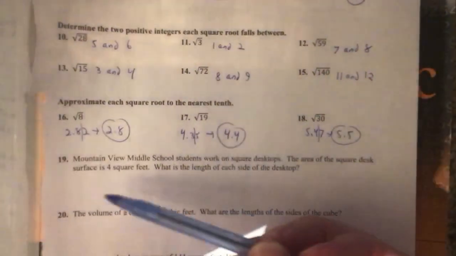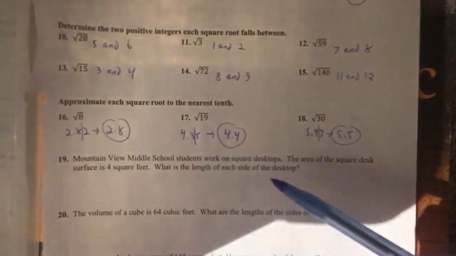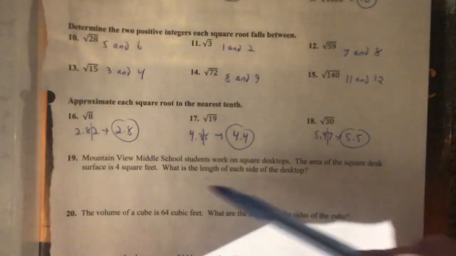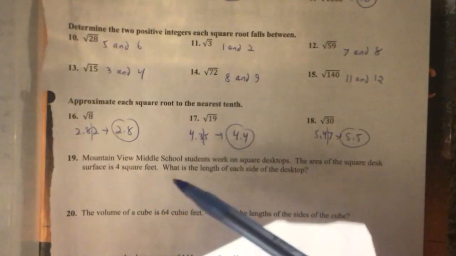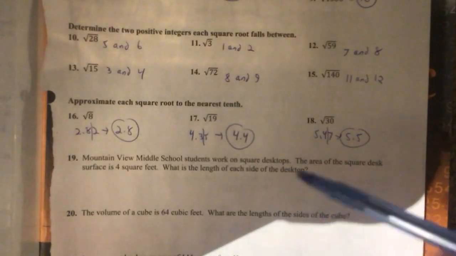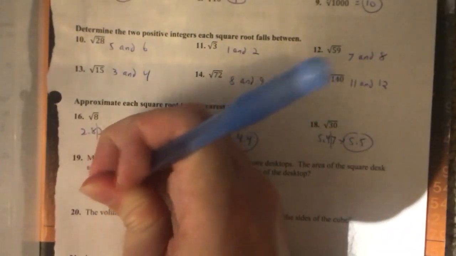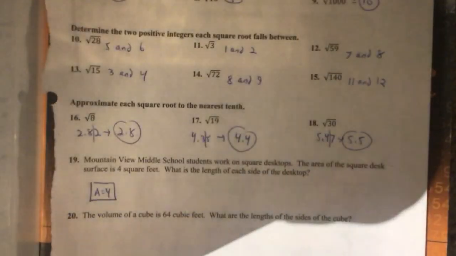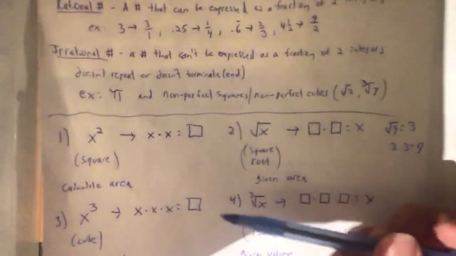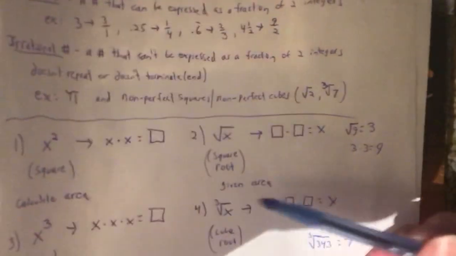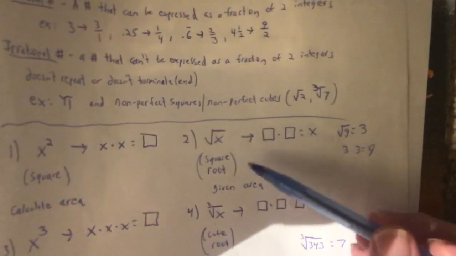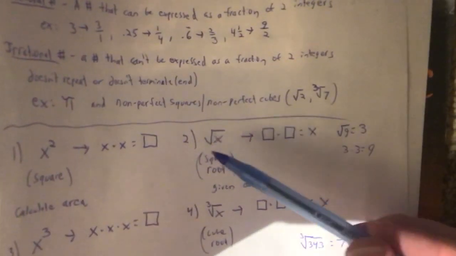Number 19. Mountain View Middle School students work on square desktops. The area of the square desk surface is 4 square feet. What is the length of each side of the desktop? So we have a square. We know the area equals 4. So if we go back to our paper from before, when I'm given the area, I need to figure out what each side is. So I'm going to use this one, the second one.